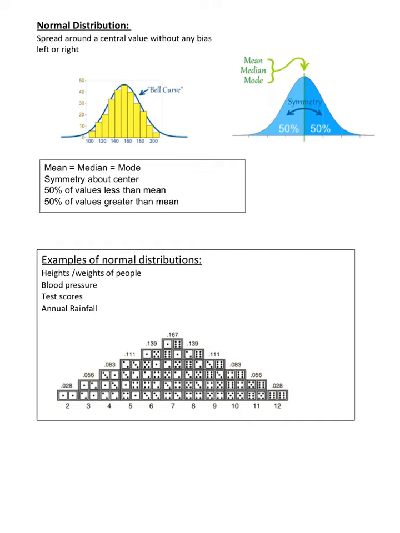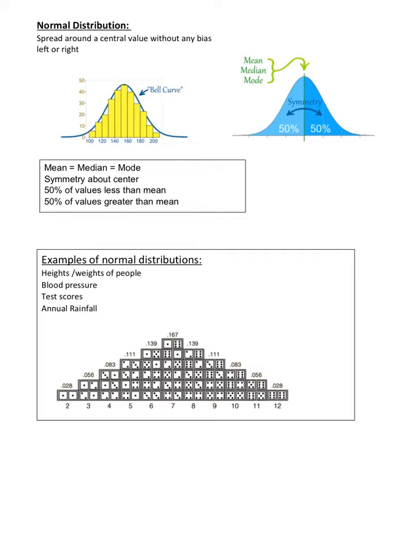So a normal distribution is where the mean, the median, and the mode are equal, and you have 50% of scores or data points above and below the mean. It's surprising what you'll find in the world. There are so many things that naturally are normally distributed.